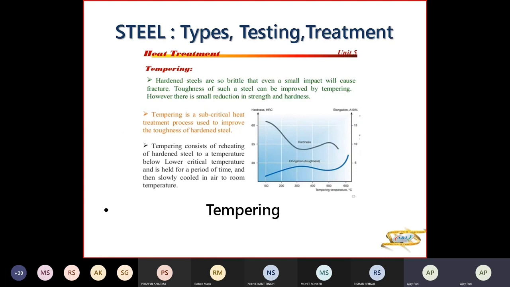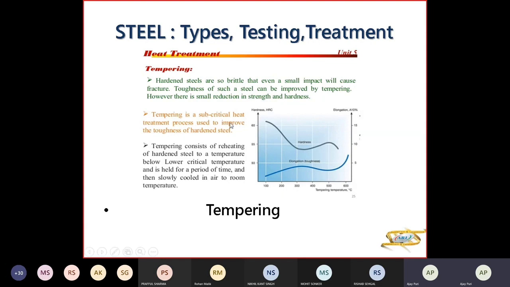So hardened steel is very brittle and hard, but not tough. If a small impact is made on this kind of hard steel, fracture will occur. So you're improving your steel by making it tough by tempering it. A little strength and hardness is removed in this, but that doesn't matter because the steel is becoming tough.